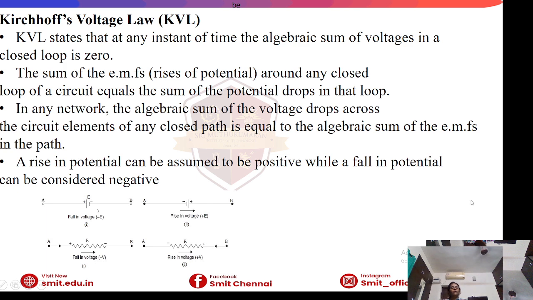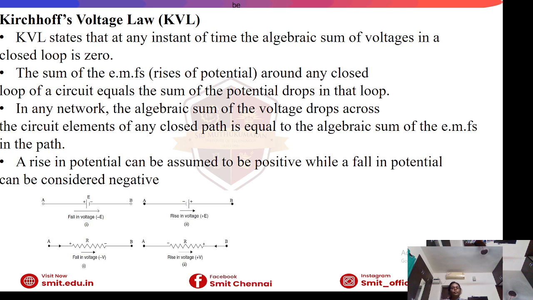Next, Kirchhoff's voltage law. KVL states that at any instant of time, the algebraic sum of voltage in a closed loop is 0. That is, the sum of the EMF raised in voltage around any closed loop of a circuit equals the sum of potential drop in that loop. In any network, the algebraic sum of voltage drop across the circuit elements of any closed path is equal to the algebraic sum of EMF in the path.